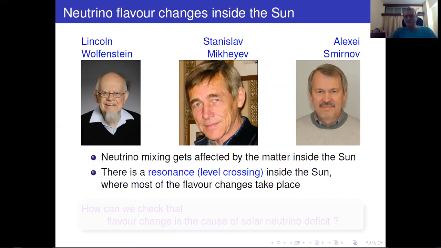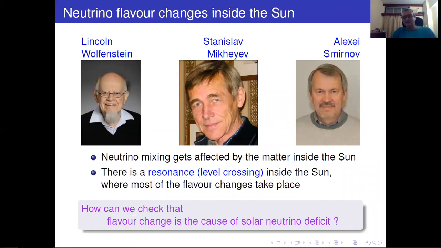And one of the major consequences, which was discovered by Mikheyev and Smirnov, was that it's perfectly fine that neutrinos do mix. However, this mixing will get affected by matter inside the sun. And they showed with simple calculations that there is a resonance inside the sun, a small region where most of the flavor changes will take place. So the solar neutrino getting converted to something else does not depend only on mixing, but also on the matter distribution inside the sun. So this was, of course, a very great way to test whether in fact this indeed happens.